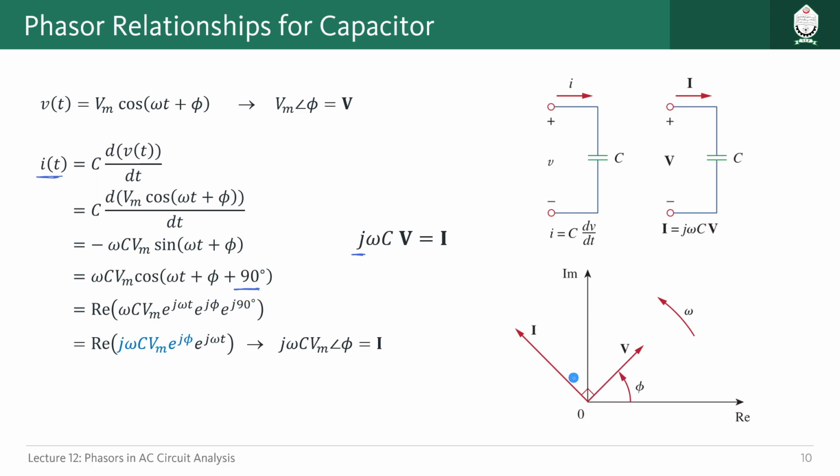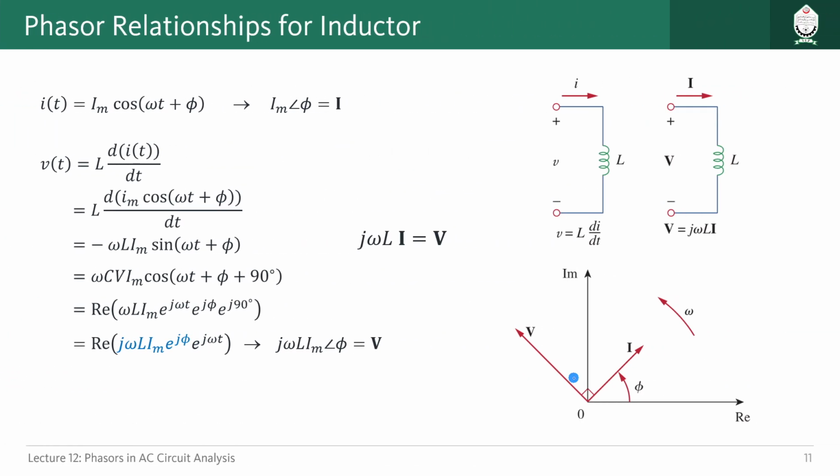Now let us try to do the same thing again for an inductor. I don't want to explain everything about how this comes out, it is very simple to understand, but if you calculate everything for the inductor, you will see that we are going to get this expression right here. This is the relationship of voltage and current for an inductor.